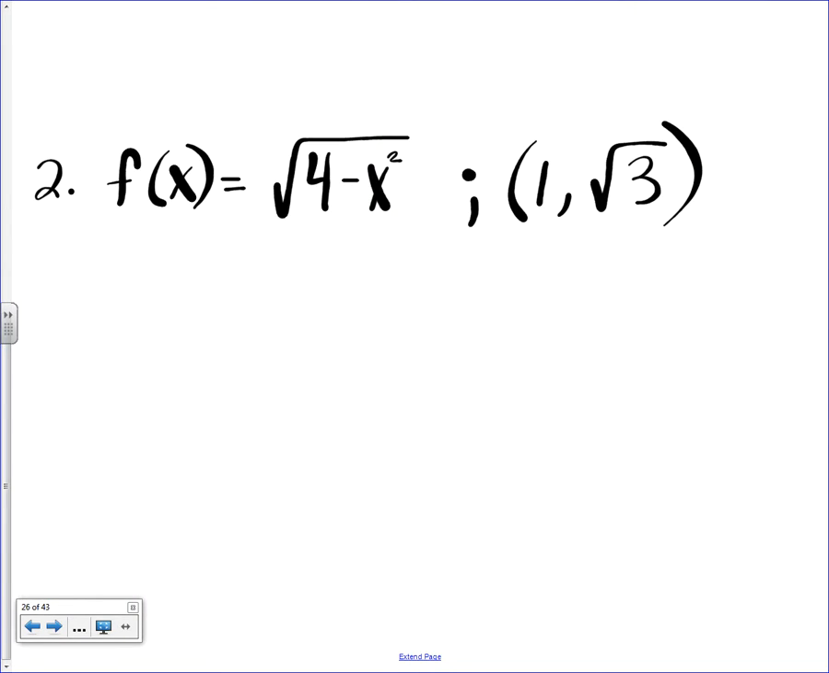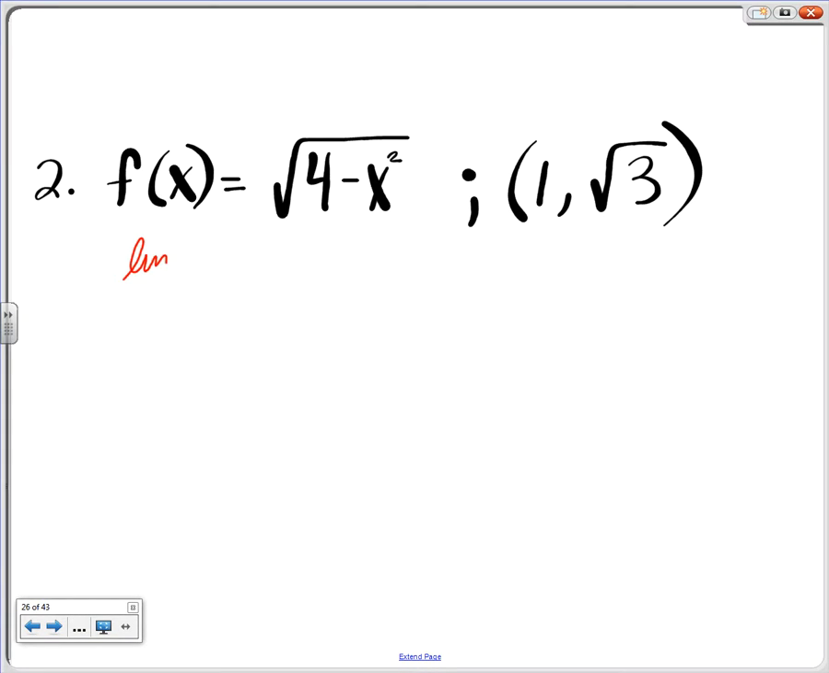Let's try this guy. So I'm going to go ahead and find my slope, which means I'm going to set up a limit as x approaches 1 of f of x minus f of a all over x minus a. And of course you agree I can't plug in 1 as it stands, so I think I'm going to go ahead and multiply by a conjugate to see if I can make that work.